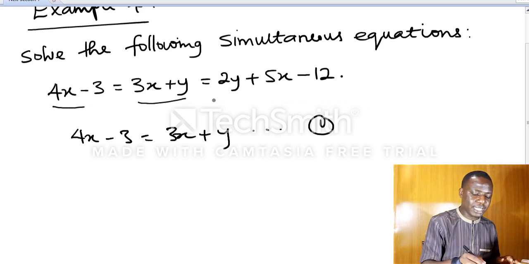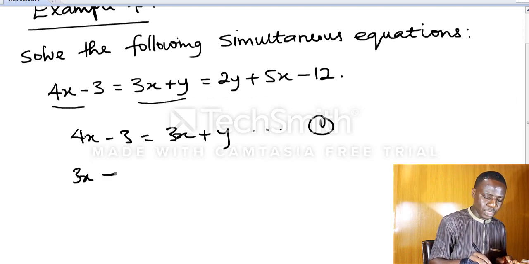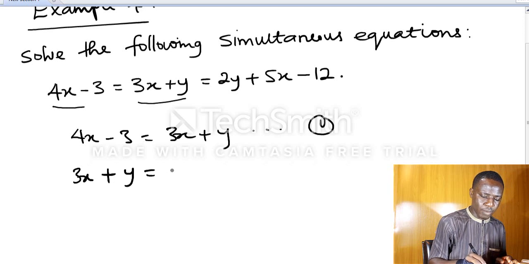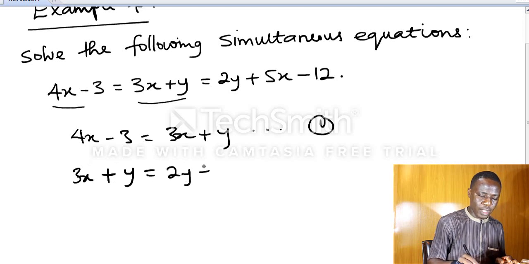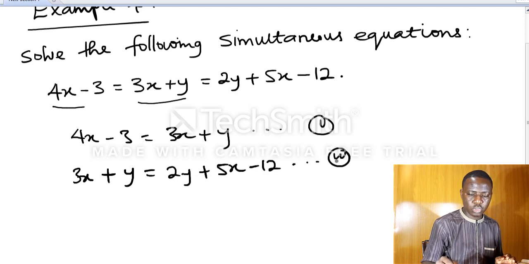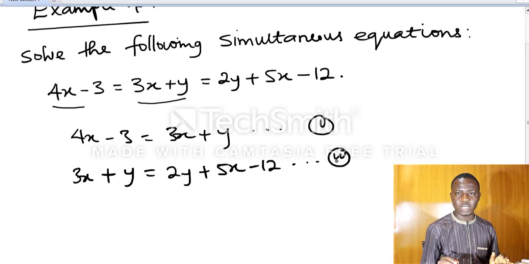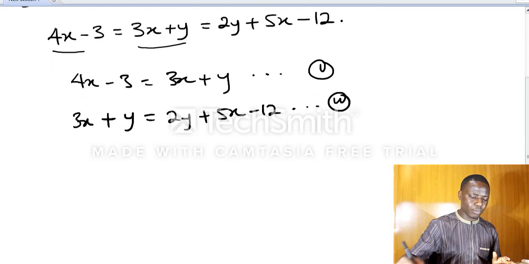Next is to pick either the second and the third, or the first and the third. So I'm going to pick the second and third: 3x plus y equal to 2y plus 5x minus 12. Call this equation 2. I'm going to simplify equation 1 and equation 2 and then solve both of them simultaneously.